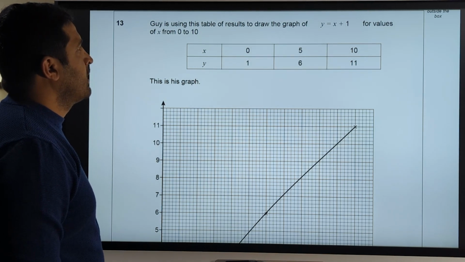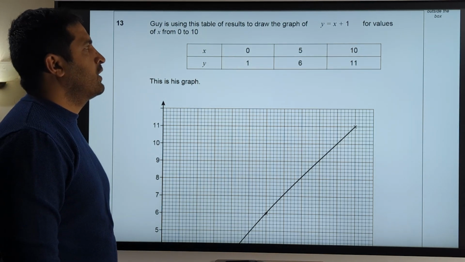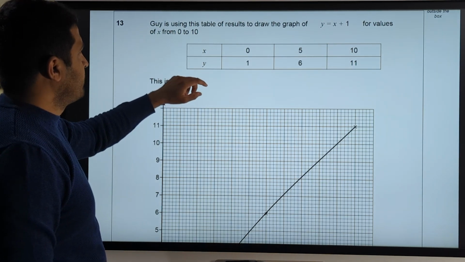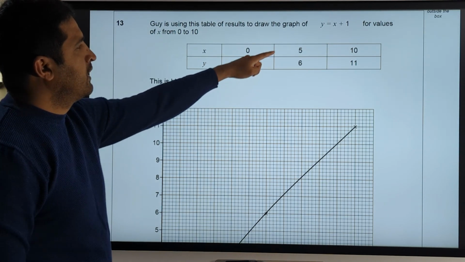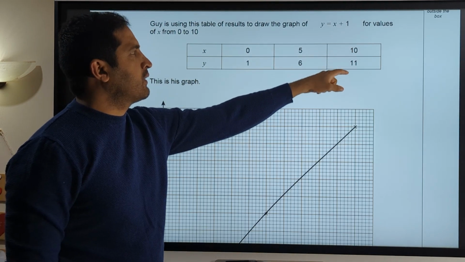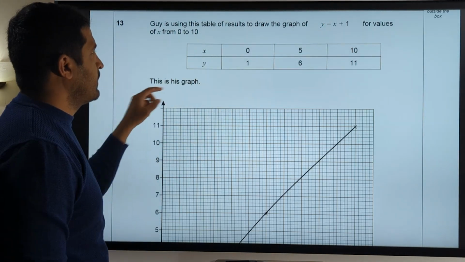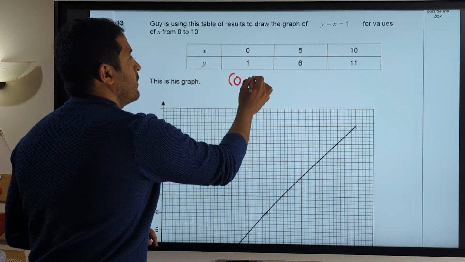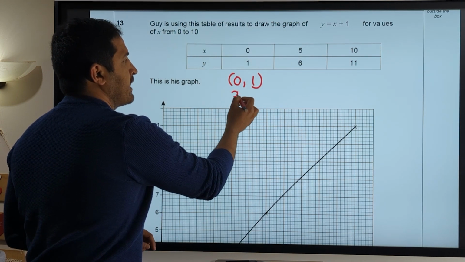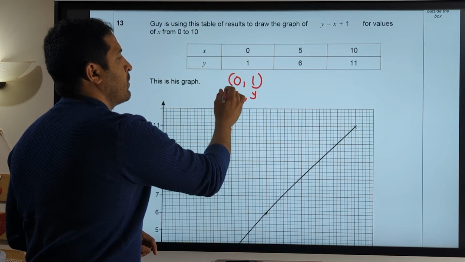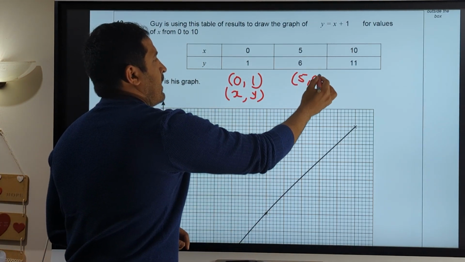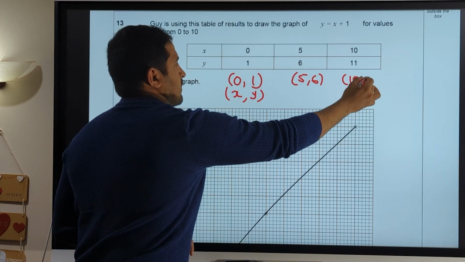Using this table, draw the graph of y equals x plus 1 for the values 0 to 10. So 0 goes to 1, 5 goes to 6, 10 goes to 11. So that's fine. The x value is 0, the y value is 1. So you can look at it as the coordinates 0, 1. It's always x before y when you write down the coordinates. Okay? So 0, 1, 5, 6, 10, 11.